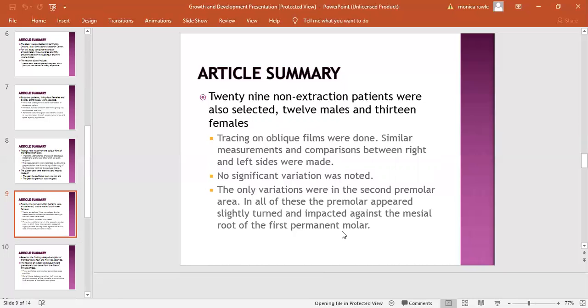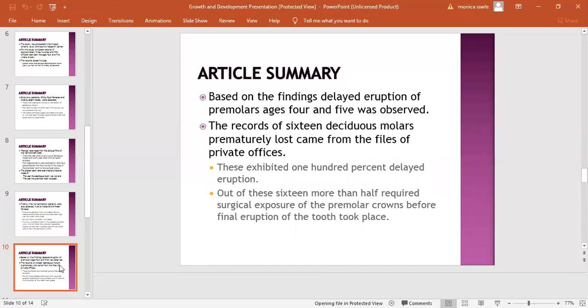So based on the findings, delayed eruption of the premolars at ages 4 and 5 was observed. The records of 16 deciduous molars prematurely lost came from the files of private offices. These exhibited 100% delayed eruption. And out of these 16, more than half required surgical exposure of the premolar crowns before final eruption of the tooth took place.